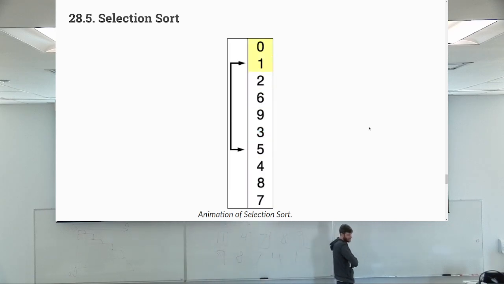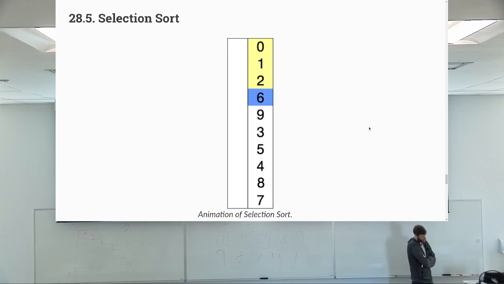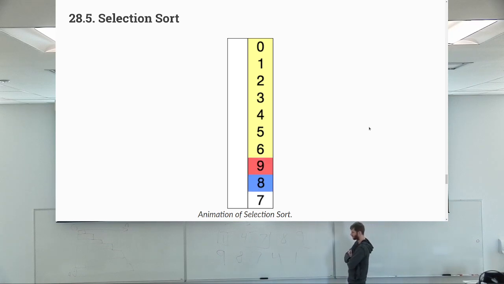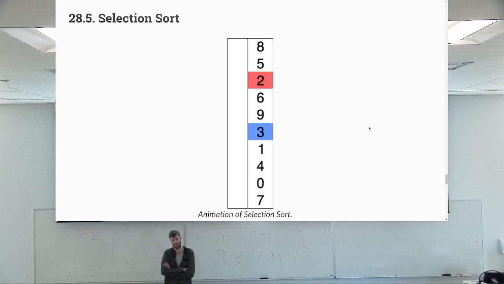But in practice, it'd be interesting to actually run these and compare the time it takes to sort these things on average, to see if there is a difference. Any questions about this selection sort?